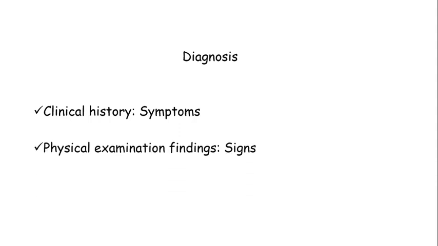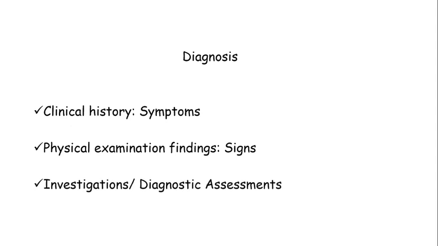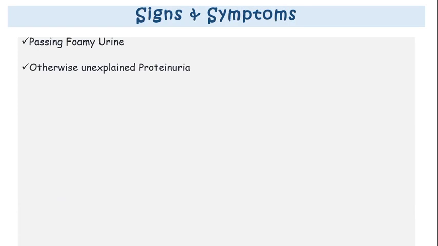So diagnosis is based on clinical history, that is symptoms, physical examination findings, that is signs, and then diagnostic assessments. So what are the signs and symptoms? There'll be passing of foamy, frothy urine, that is due to proteinuria. This proteinuria is due to diabetes mellitus, and there is no other detectable cause for proteinuria. That is why we say otherwise unexplained proteinuria.